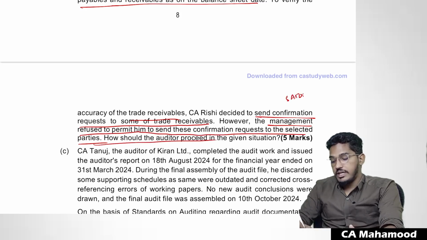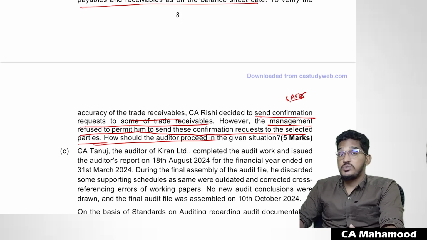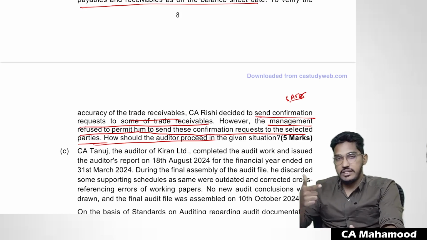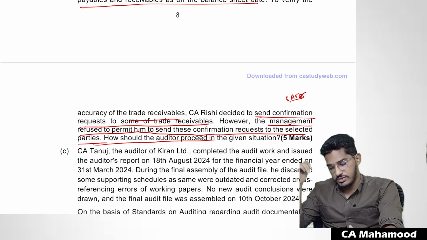SA 505, management's refusal to allow the auditor to send a confirmation request. What you should do? You should first discuss with the management, identify the reasons, re-evaluate the integrity, try to perform alternative audit procedures. If you are unable to do it, try to modify the opinion and also communicate with those charged with governance. SA 505, a small paragraph will be there: management's refusal to allow the auditor to send the confirmation request. You have to write it.